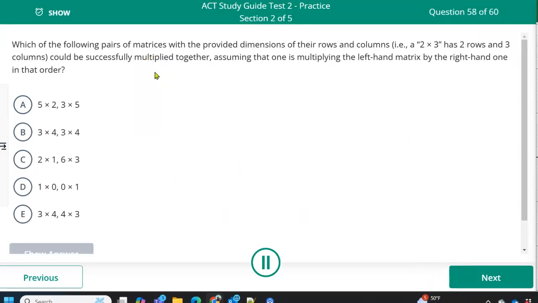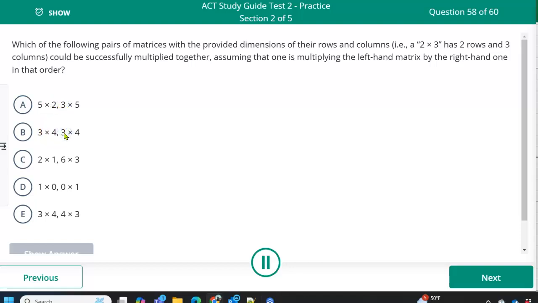Which of the following pairs of matrices with the provided dimensions of their rows and columns could be successfully multiplied together? So if we say a matrix is 2 by 3, that means 2 rows, 3 columns. Assume one is multiplying the left-hand matrix by the right-hand matrix in that order. So if you're going to multiply matrices, the only thing that you need is for the internal dimensions to match. So the internal dimensions are 2 and 3, they don't match.